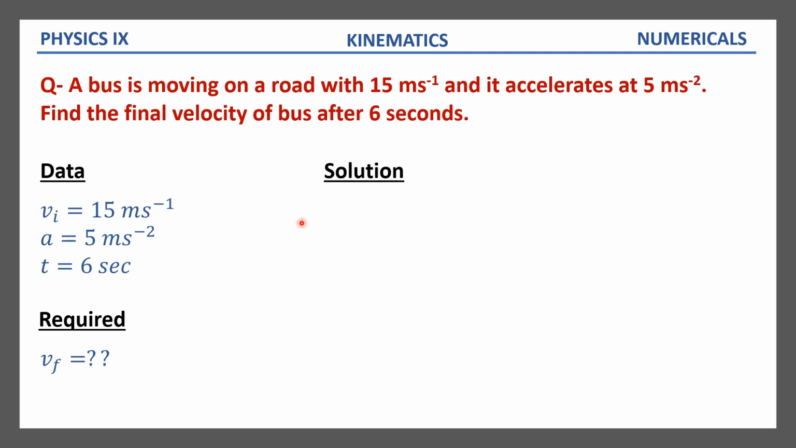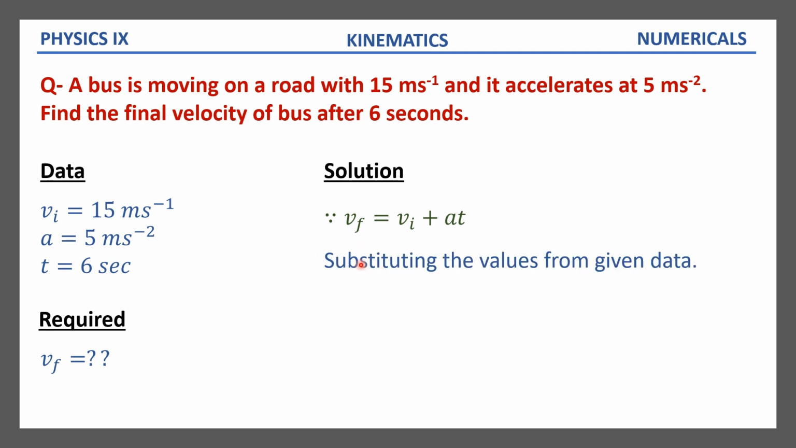Let's solve it. According to the first equation of motion, final velocity is equal to initial velocity plus acceleration into time. Substituting the values from the given data, putting initial velocity 15 meters per second, acceleration 5 meters per second square, and time 6 seconds. 6 multiplied by 5 is equal to 30. Adding 15 and 30, we get the required answer, which is equal to 45 meters per second.